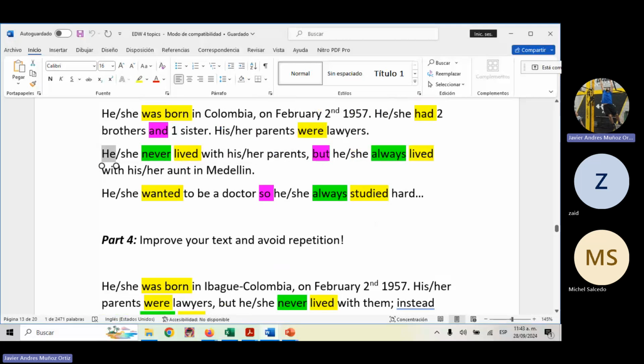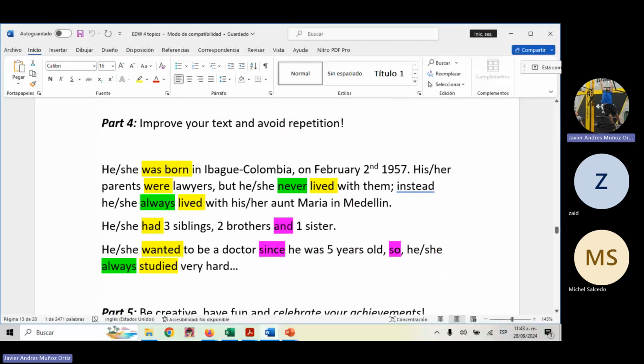In the original form, she had 2 brothers and 1 sister. The improvement, she had 3 siblings, 2 brothers and 1 sister, because remember that siblings is the mix between brothers and sisters. Like parents. Parents is the summary of your father and your mother.